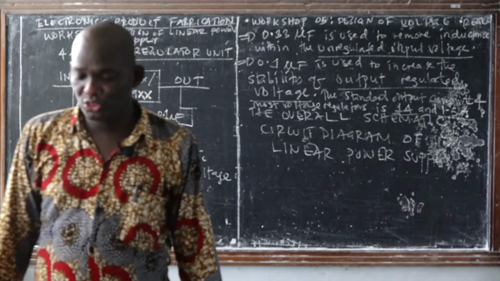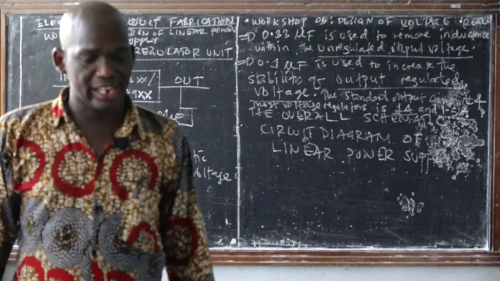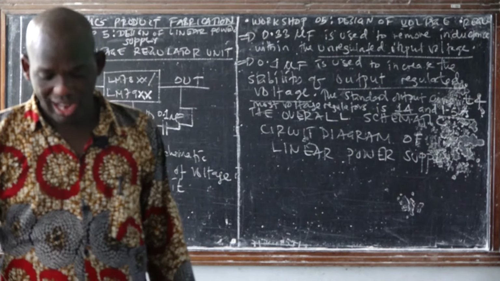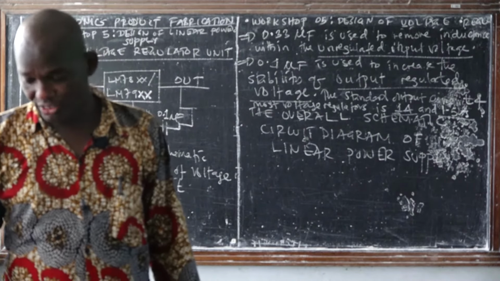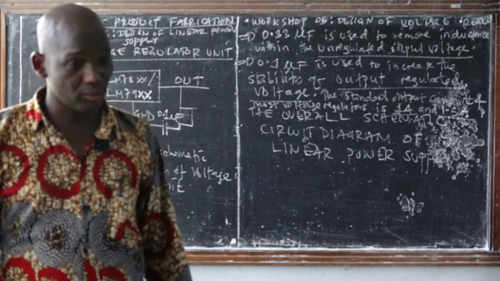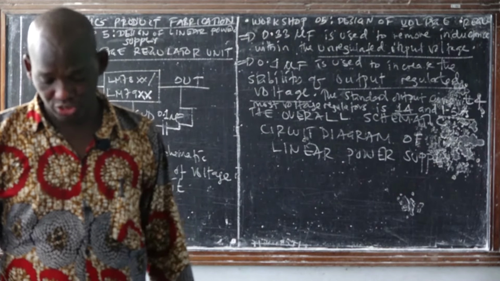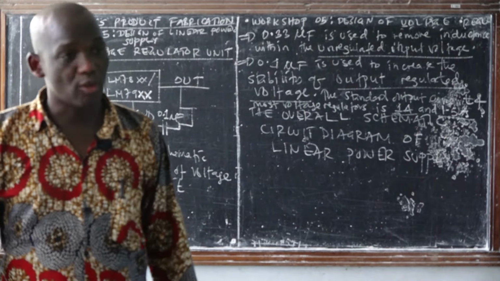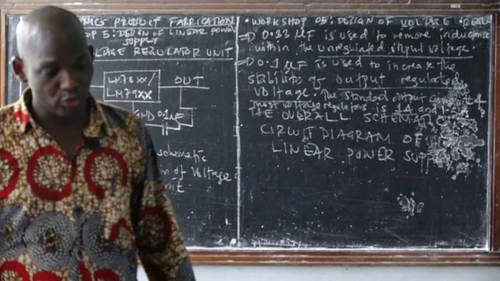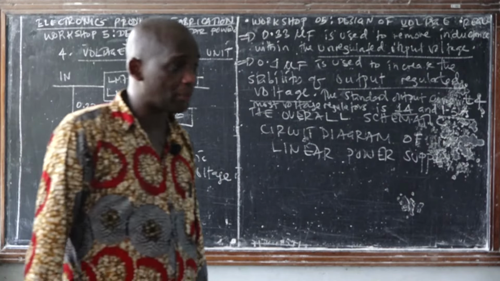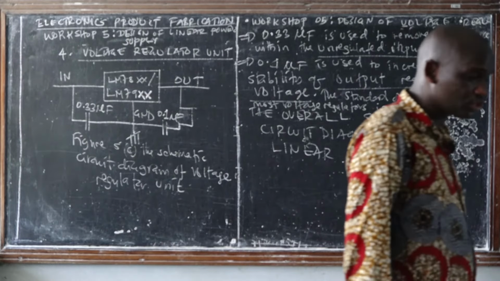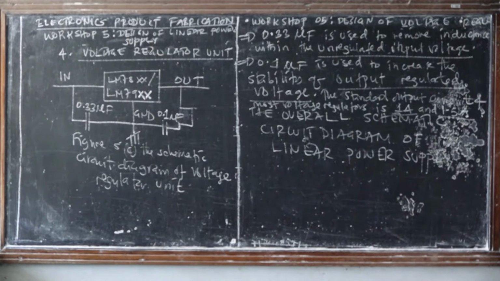Where will you know this information? Whenever you buy any voltage regulator, you have to refer to the manufacturer or the data sheet of that voltage regulator. Next time I will teach you about data sheets and how you can read and extract the information, because the data sheet can give you more information about any electronics component or device.